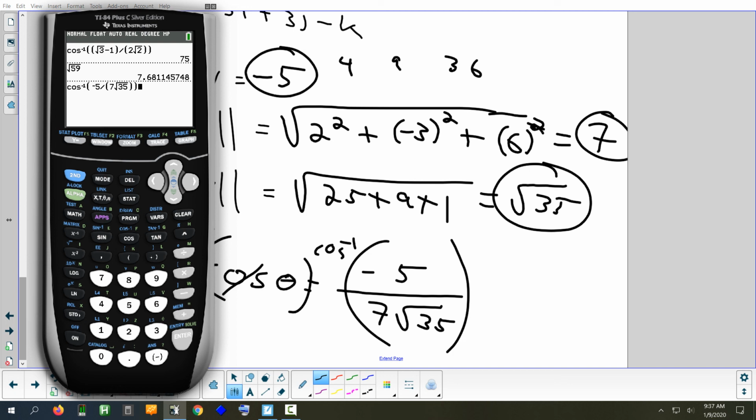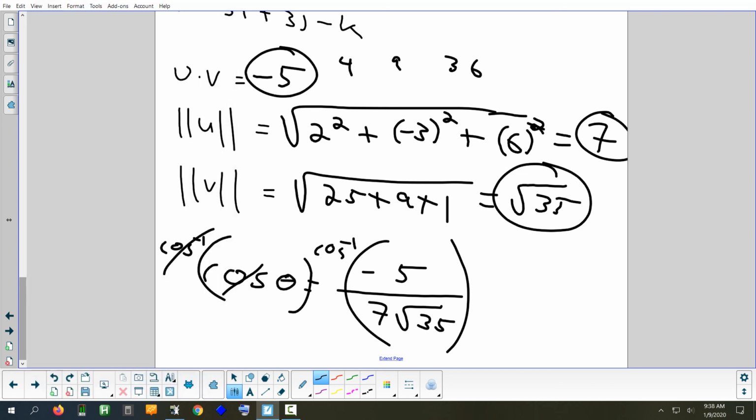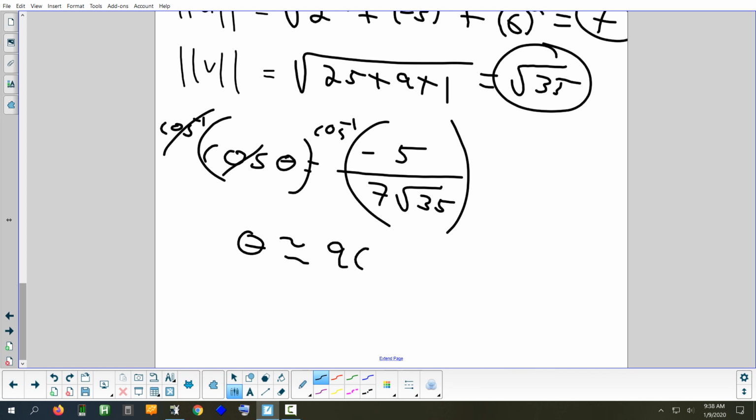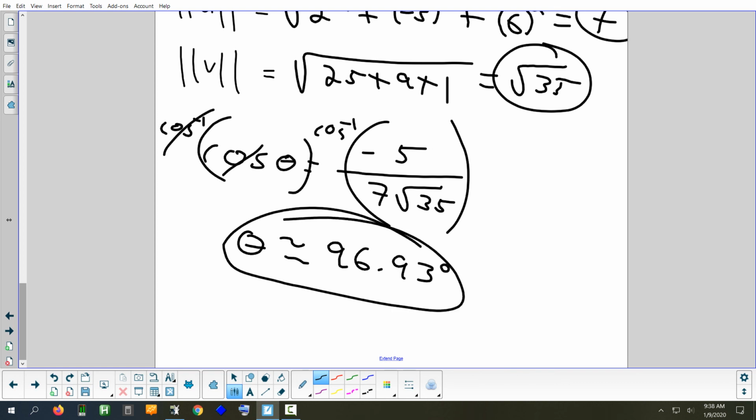Because you got 7 and 35, it becomes 7 square roots of 35. So I told the calculator, multiply that together first, and then divide -5 by what you get when you do that. And then take the inverse cosine. Okay, I might not need that extra set of parentheses. I'm not sure if it would work without it, but I know that is correct. So I get an angle of 96.93. Okay. Any questions on that?